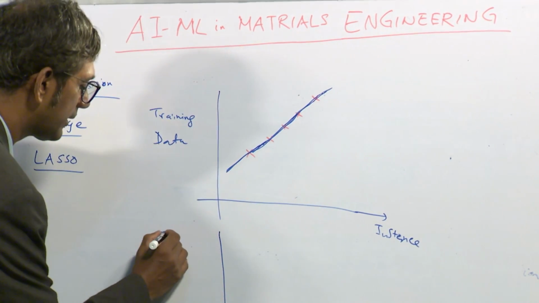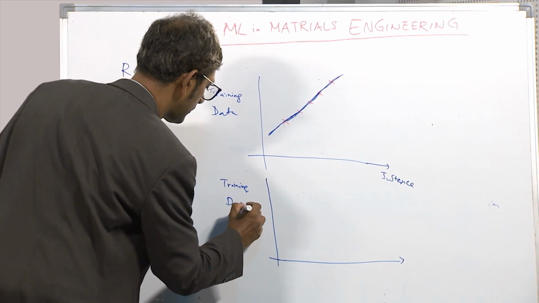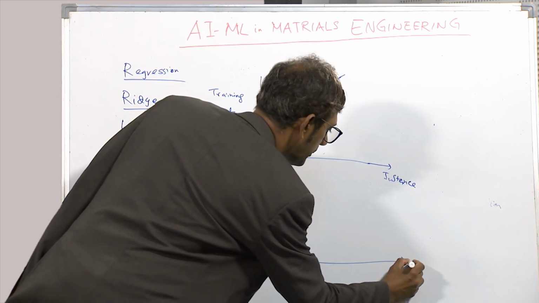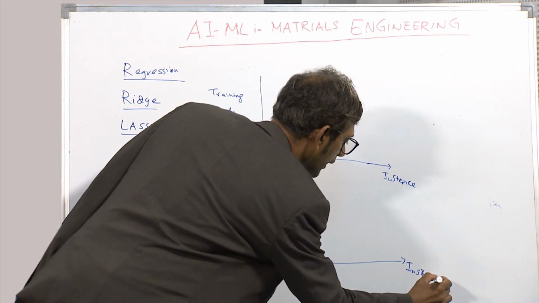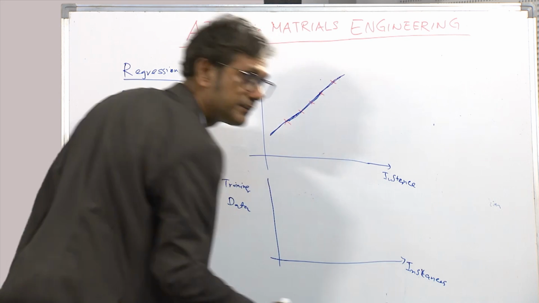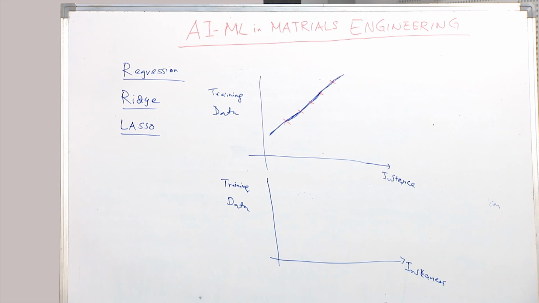So this is your training data and instances. Remember, if you do overfitting, what will happen? Your accuracy goes to 100%. In machine learning, whenever you see accuracy goes to 99-100%, that means there is overfitting. That's not a good idea. Never. Always remember that. So what do you do?